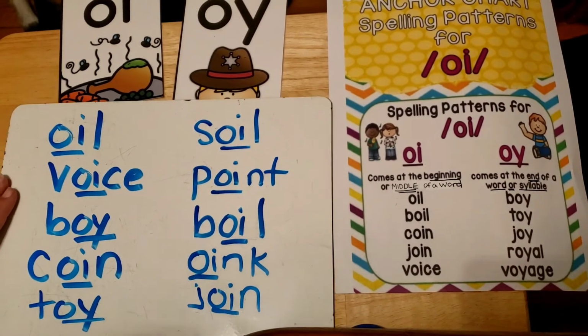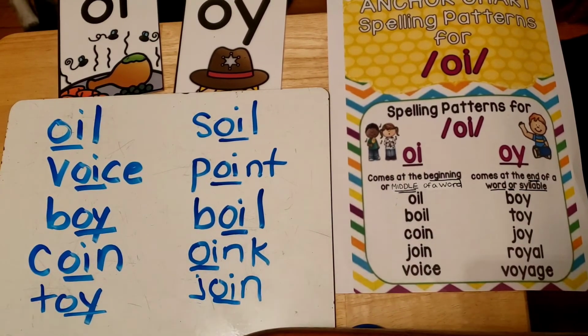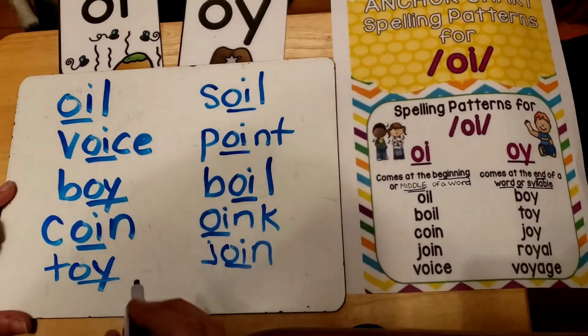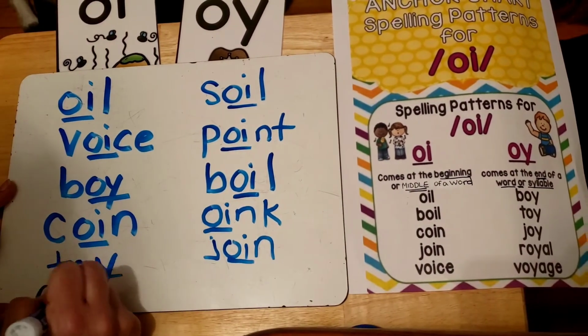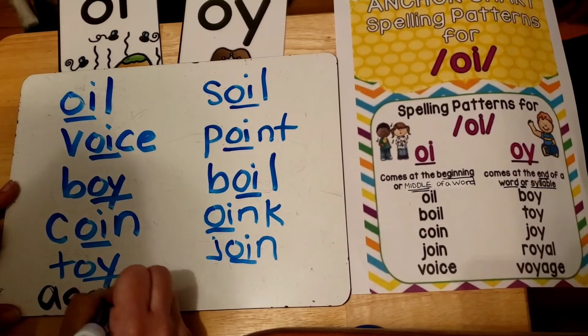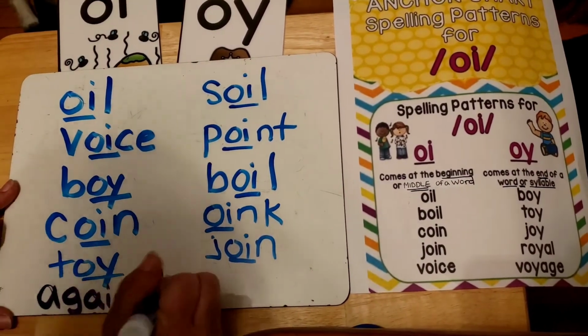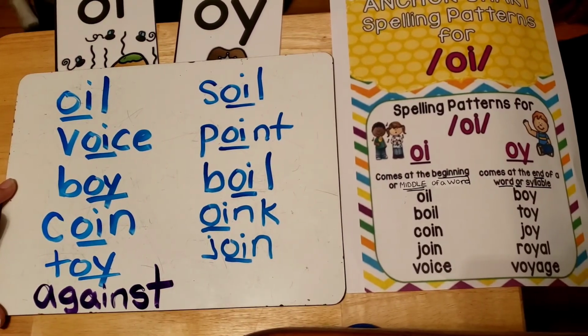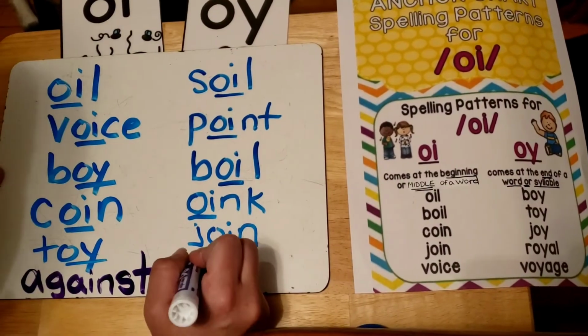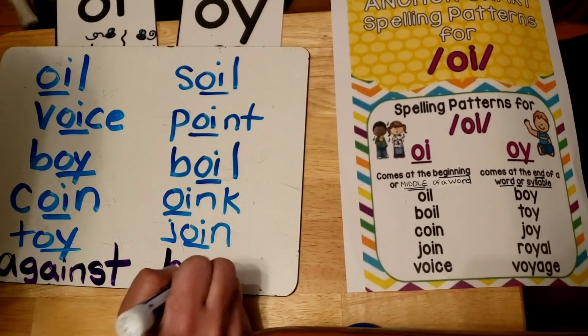Perfect. And we have our high frequency words this week. Our high frequency words that are also going to be spelling words are, let me grab a different color, against. And here with the word against, I have the word again, and then I just add an st at the end. And we have the word heavy. That is so heavy.